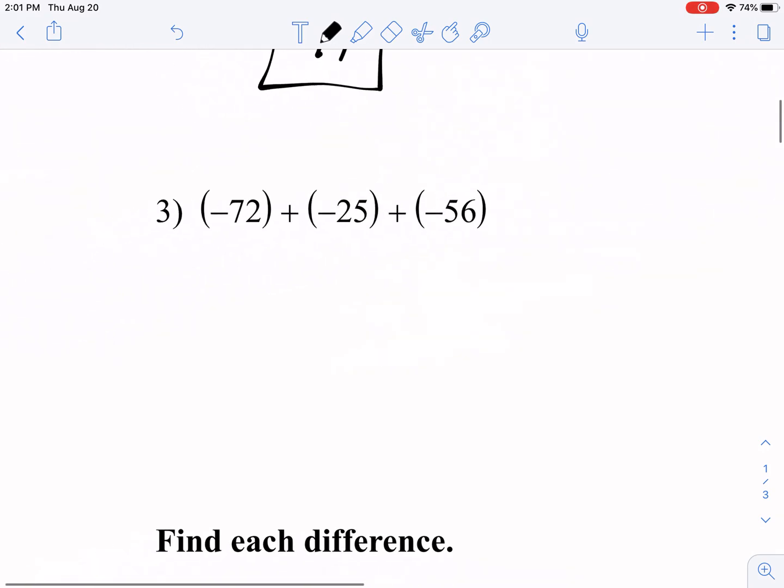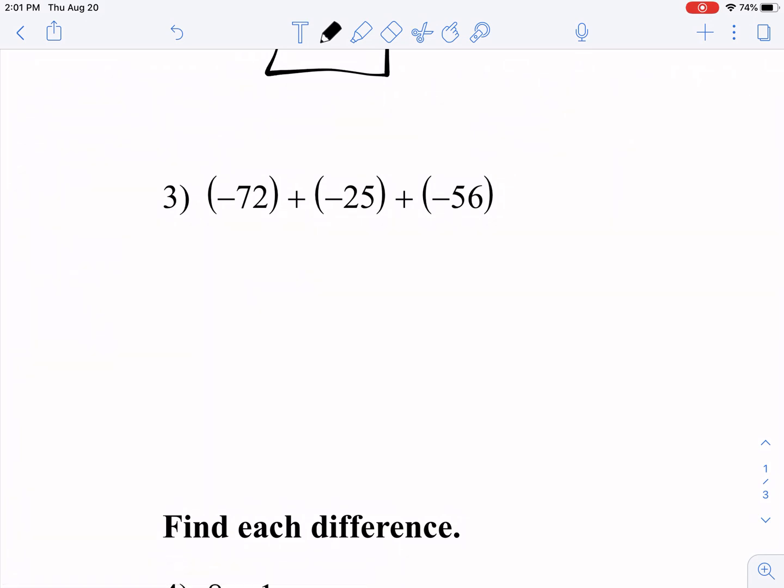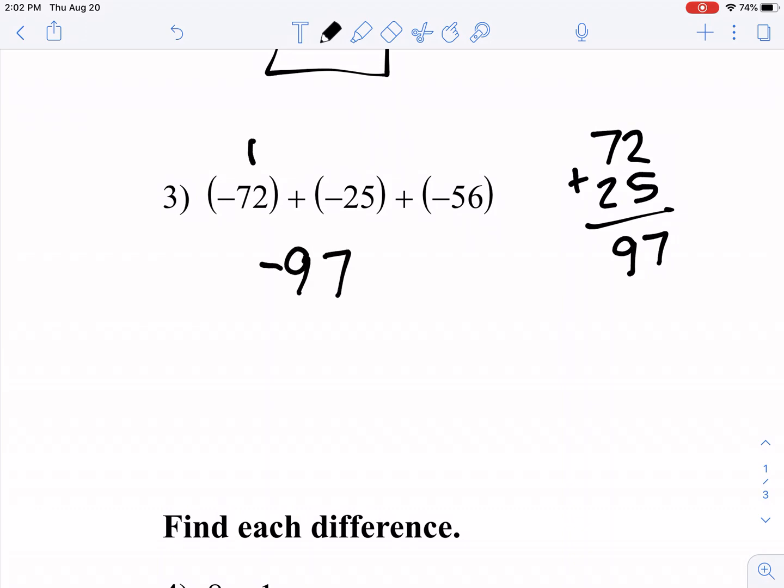Number 3. The nice thing about this set is we're given 3 negative integers. So we're adding 3 negative integers. They're all the same, so we're going to add them together and keep the sign. So I get a 72 plus 25. 2 plus 5 is 7. 7 plus 2 is 9. They're both negative, so between these two here, I get a negative 97.